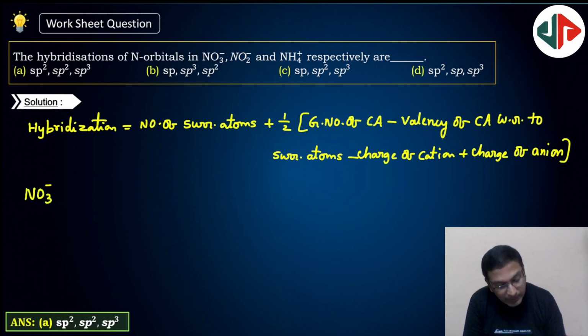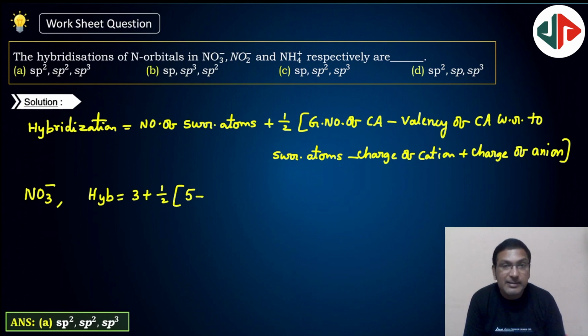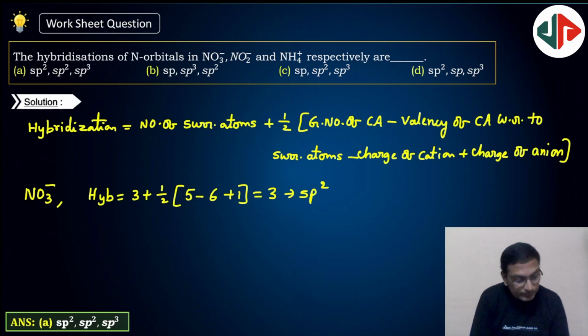Therefore, for NO3 minus, hybridization equal to number of surrounding atoms 3 plus half into group number of central atom 5 minus valency of central atom with respect to surrounding atoms. In case of oxygens, double the number of oxygen atoms becomes valency, 6. Here minus 1 means take plus 1. Therefore 3. 3 means here sp2. So 1 S and 2 P.